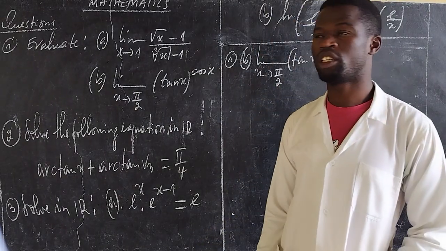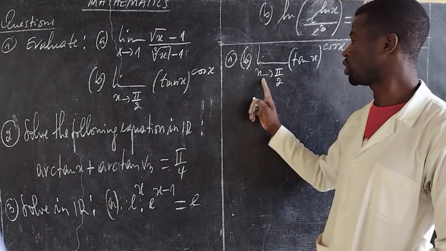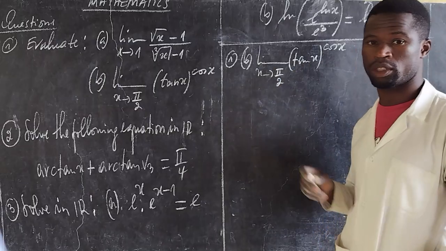Welcome to the next session. We are going to solve this kind of equation. We have the limit as x approaches pi over 2 of tan x to the power cosine x.